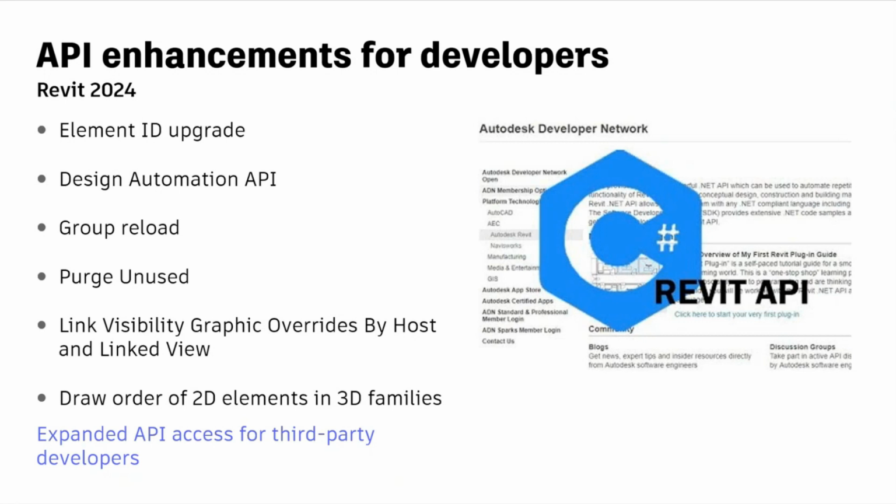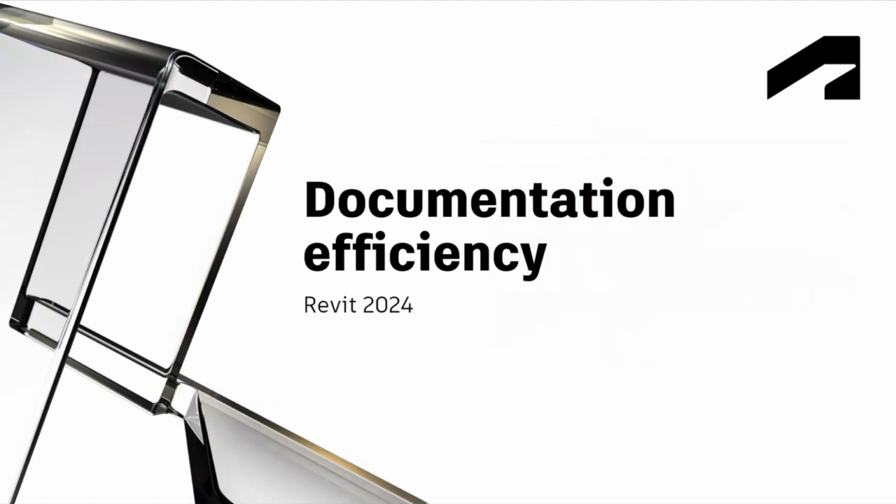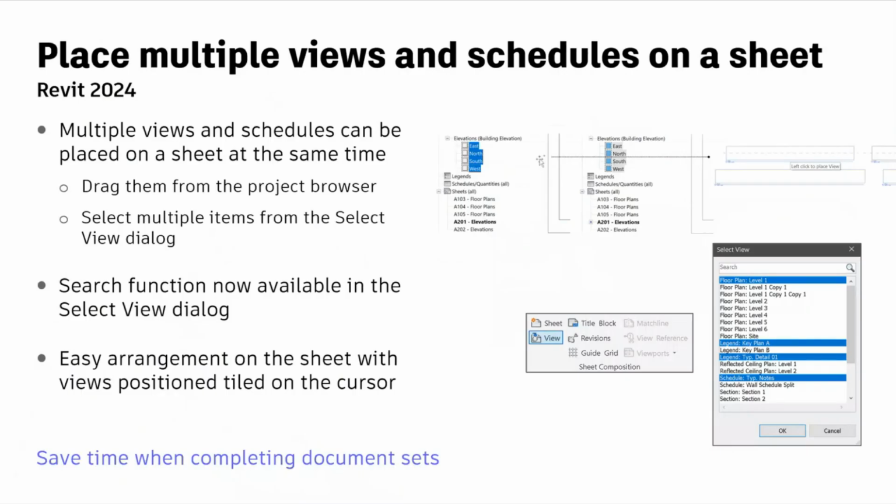There's other tools to disclose and adjust the draw order location over detail items and 3D families. So this is going to expand API access for a number of third-party developers wanting to work on the new 2024 enhanced API. Looking at the efficiencies of documentation. And again, these are just simple things that may have been frustrating. Maybe you've used a Dynamo script to do them in the past.